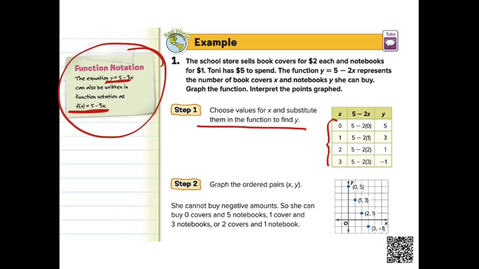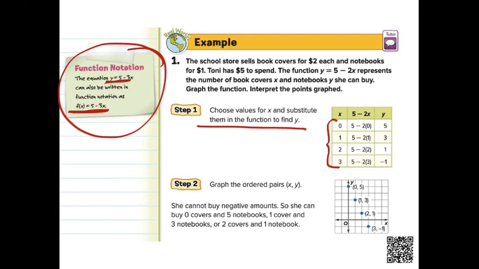I want you to take a look for a second at these x values that we chose. Think about what x represents. X represents the number of notebooks purchased. The numbers you choose, you want those to be appropriate for the situation. So would negative numbers be appropriate? Think about it. Could you have negative notebooks that you purchased or book covers? I don't know. Okay, we started at 0.